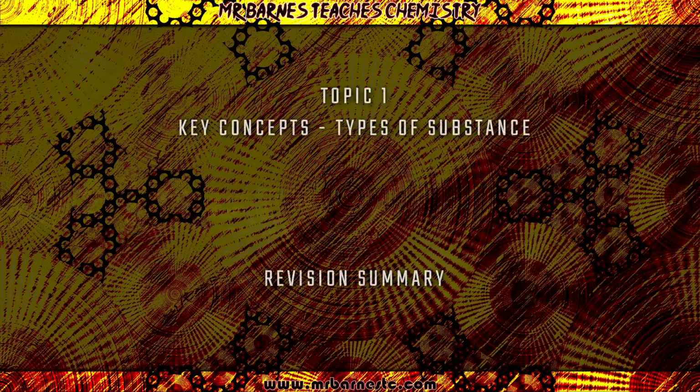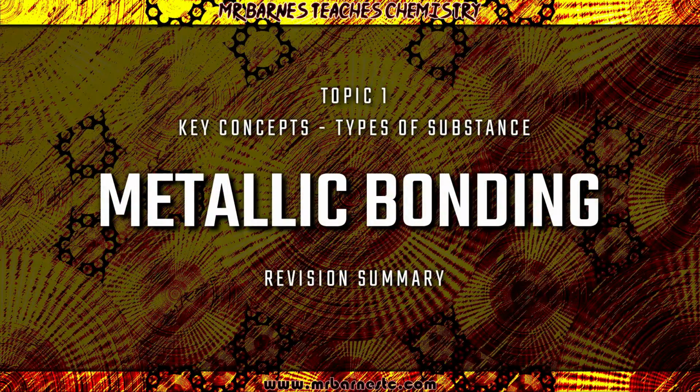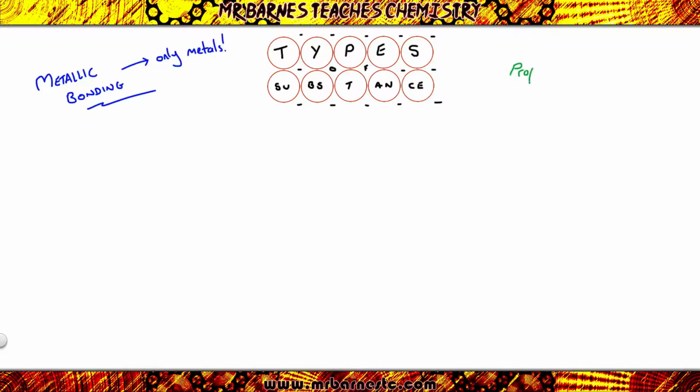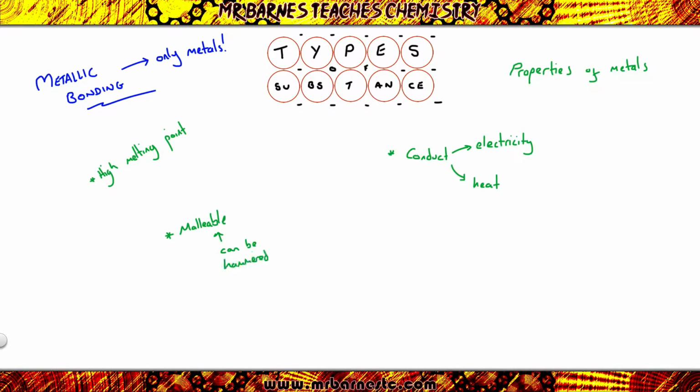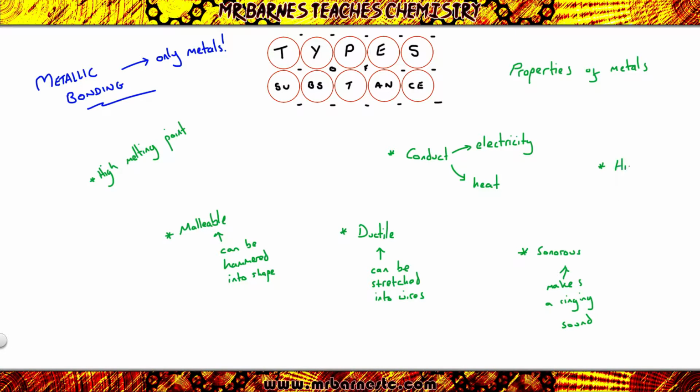Okay, on to the next and final type of bonding, which is metallic bonding, which, as you should remember, is only metals. So the properties that you need to remember for metallic bonding is they have high melting points, they conduct both electricity and heat, they are malleable, which means they can be hammered into shape, and they're ductile, which means they can be stretched into wires. They are also sonorous, which means they make a ringing sound, and they have a high density.